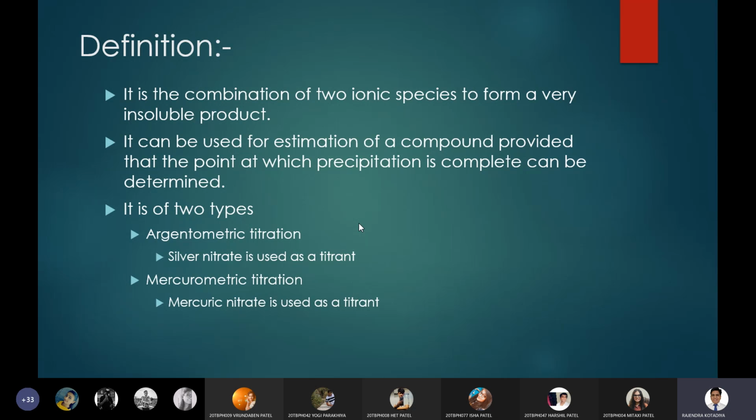Basically, precipitation titrations are of two types. One is known as argentometric titration and the second is known as mercurometric titration. The only difference is the titrant we use. Generally two titrants are used in precipitation titration: silver nitrate and mercuric nitrate. If it is silver nitrate, the titration is known as argentometric titration. If it is mercurometric titration, then the titrant will be mercuric nitrate.